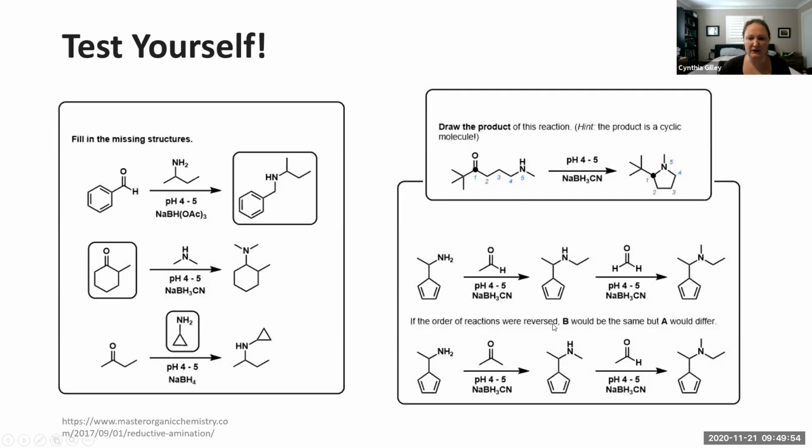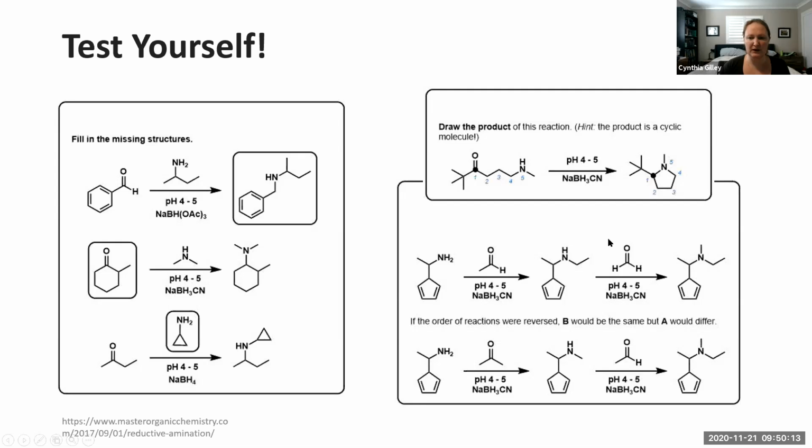If the order of the reactions was reversed, B would be the same, but A would differ. Basically, the product ends up the same, but the intermediate would be different because we've added the, and oops, there is a typo here. This should be formaldehyde, not acetone.